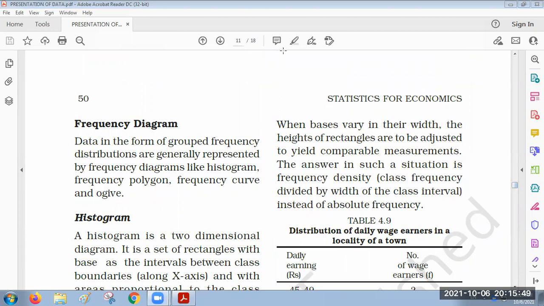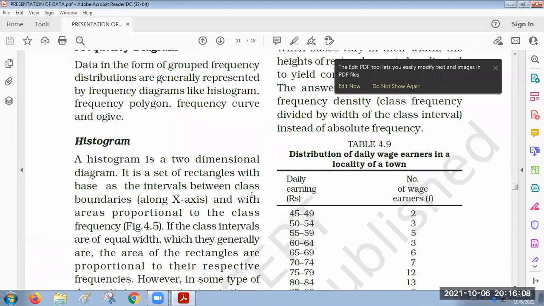There are various kinds of frequency diagrams: histogram, frequency polygon, frequency curve, and Ogive curve. These are the four kinds of frequency diagrams we normally use. So we will start with the histogram.